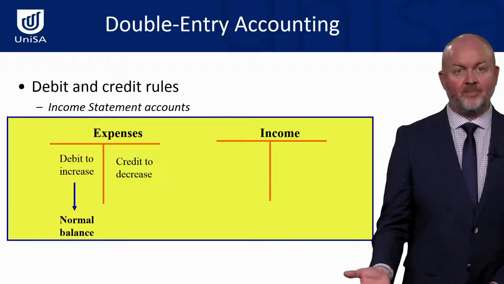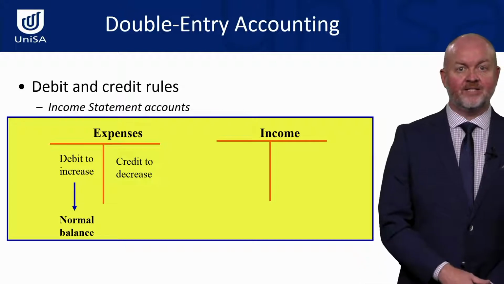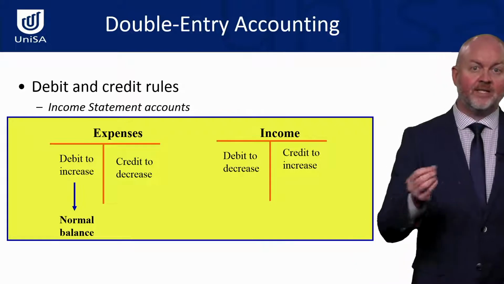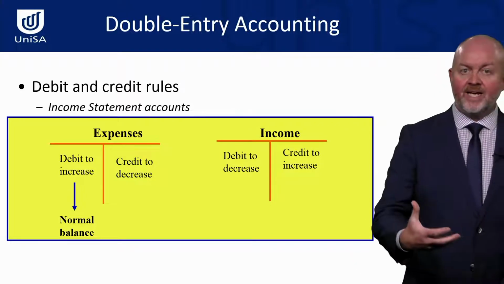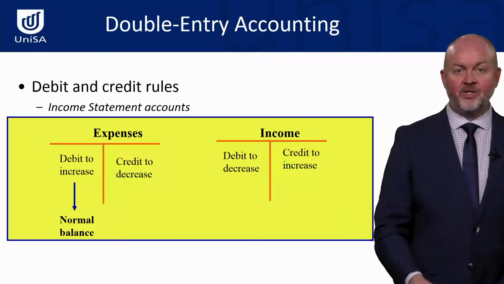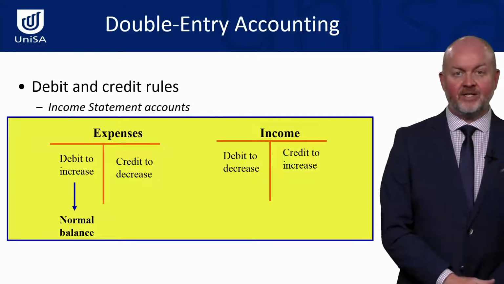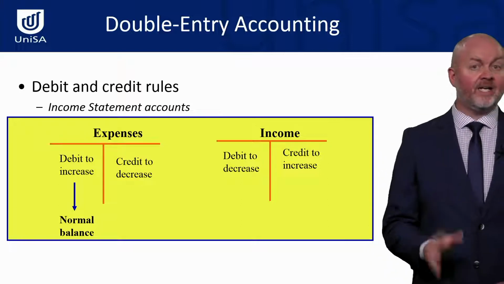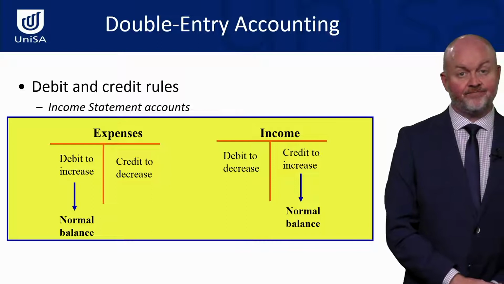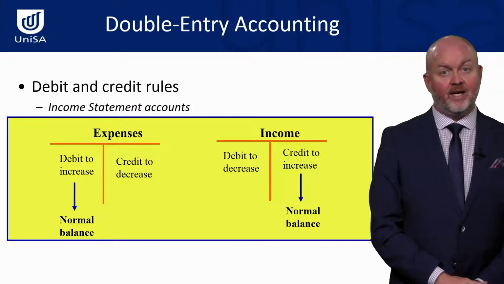And of course the opposite applies to our income accounts. We know that they are credit in nature, that is, credit to increase, debit to decrease. Income increases equity, credits increase equity. You marry those two together, they have to be credit in nature. And the normal balance you would find in an income account would be on that credit or right-hand side of the ledger.